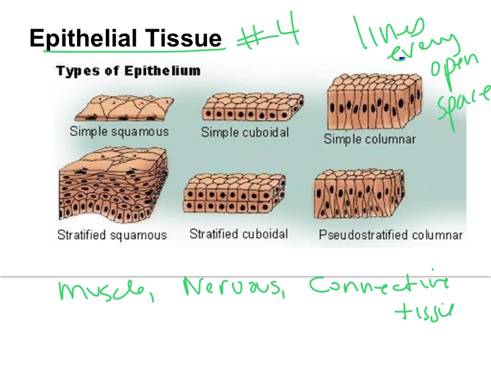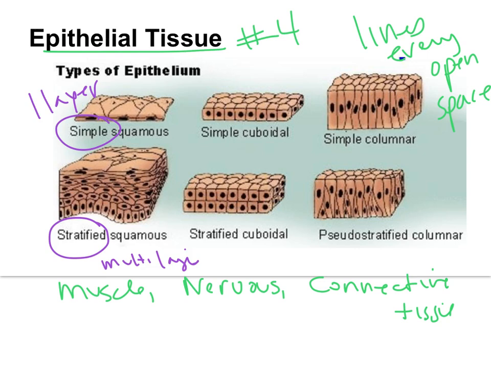Your respiratory system is lined with epithelial tissue. Your digestive system is lined with epithelial tissue. So anything that has an opening to the body is lined. And we have two different major categories of epithelial tissue. We either say it's simple or we say it's stratified. Simple means it's just one layer, and stratified means multi-layers.